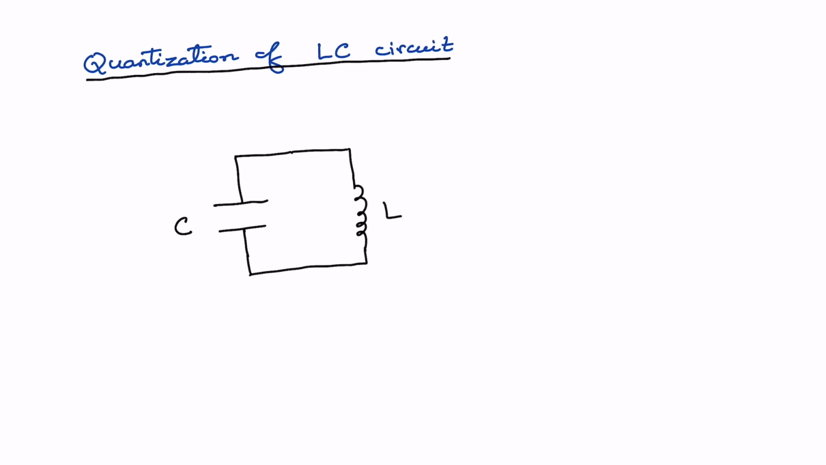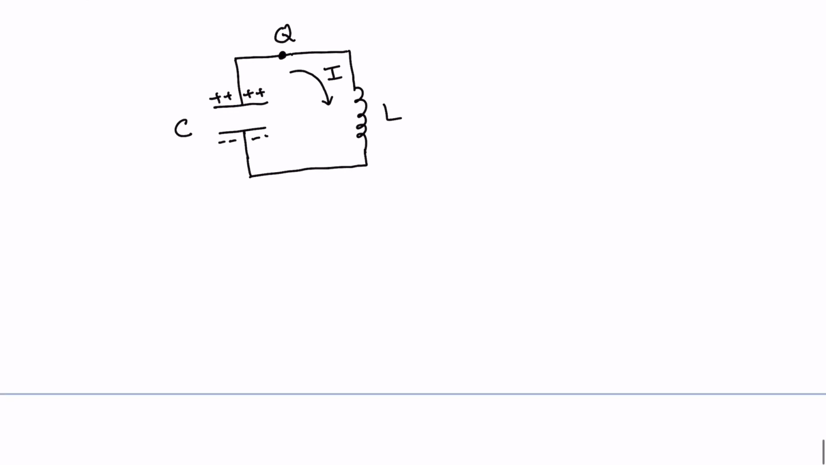The upper plate of this capacitor has a positive charge, and this positive charge is denoted by Q, and because of the flow of this positive charge, there is a current through the inductor, and the current is flowing along this direction, let's say. Now you know from your elementary physics that the energy of the LC oscillator can be written as this expression.